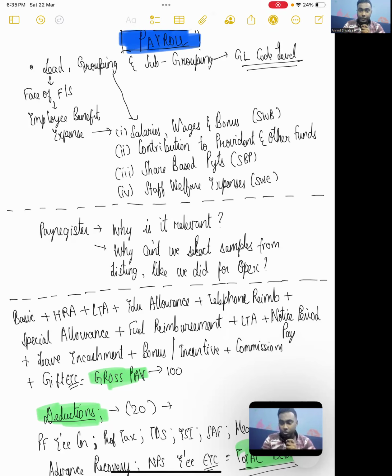in the grouping, when you go to the notes to accounts, it appears as salaries, wages, and bonus, contribution to provident and other funds, your share-based payments, staff welfare expenses. And how do you arrive at the number for salaries, wages, and bonus, contribution to PF and other funds, SBP, and staff welfare expenses? It's basically based on your GL codes at your subgrouping level.